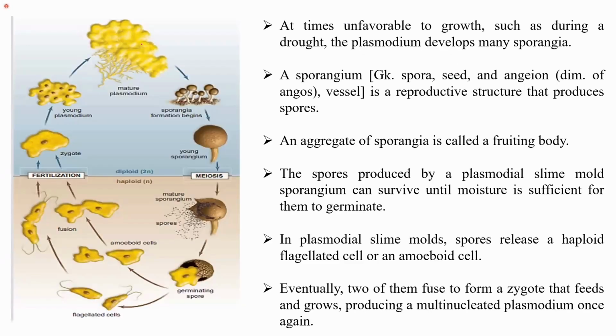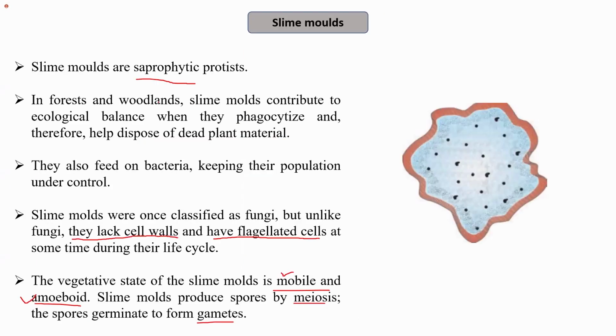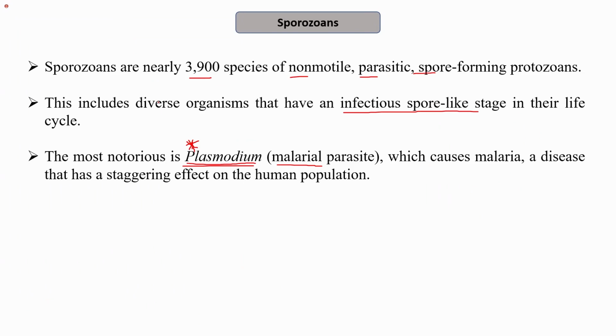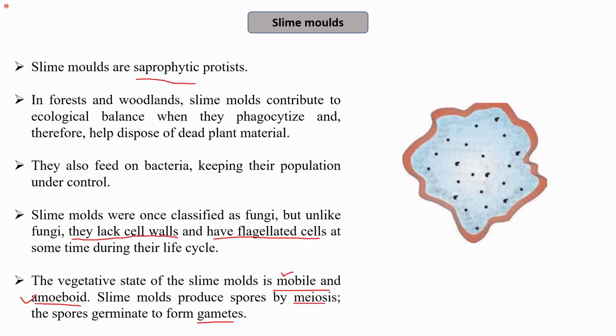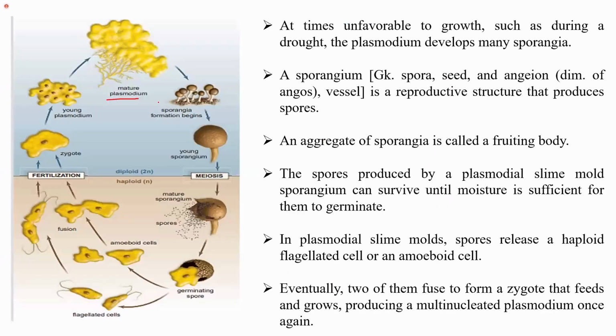So this is the reproductive cycle of the slime mold, at times unfavorable to growth. For example, suppose this is a mature Plasmodium. Do not confuse this Plasmodium with that Plasmodium. That one is a sporozoan. This is a plasmodial slime mold, which is different. So this is a mature Plasmodium, and the Plasmodium here is the stage.